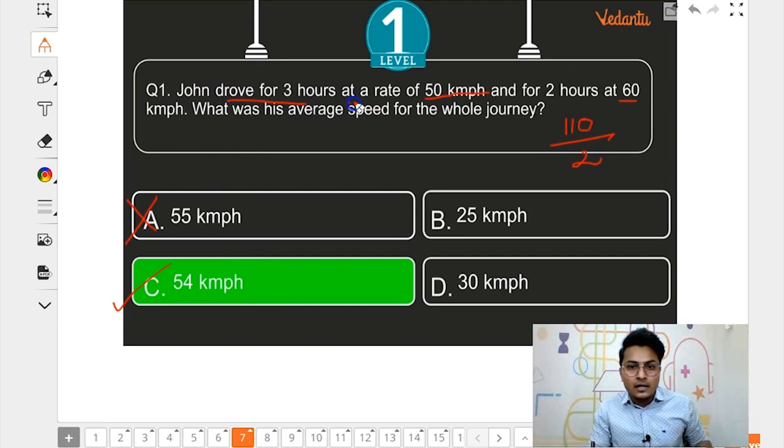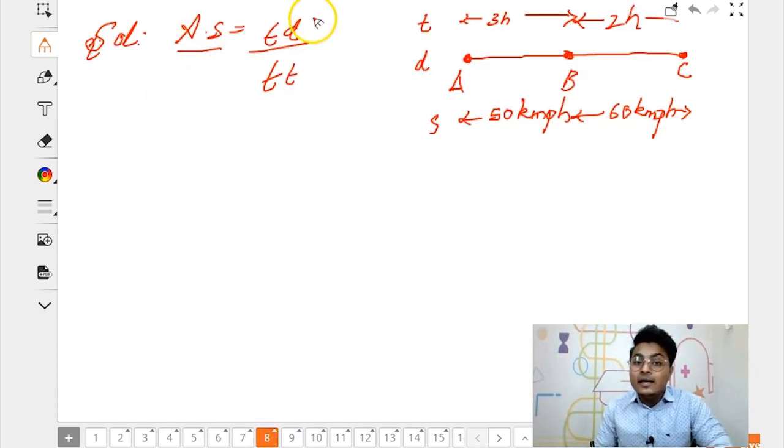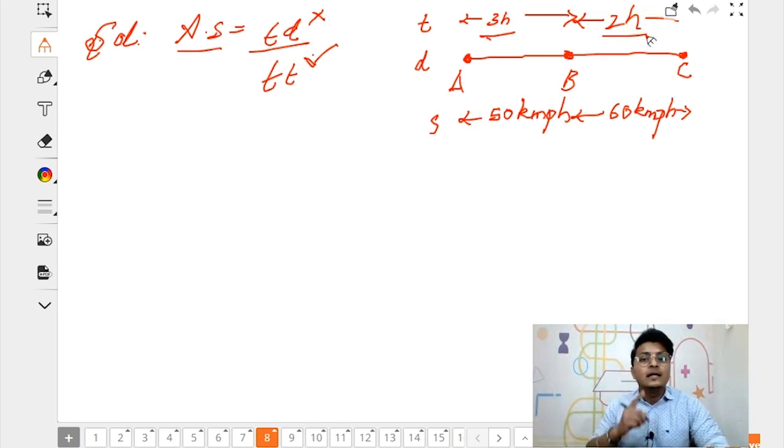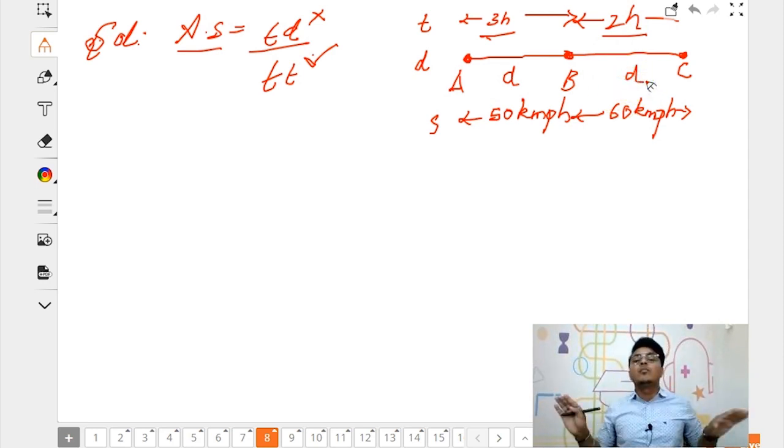Let us finally read the question again. John drove for 3 hours at a rate of 50 kmph and 2 hours at 60 kmph. What was his average speed for the journey? Still we don't know any distance. Basically, to find the average speed, we need the total distance, which we don't have. But we do have the total time taken, because we know it is 3 hours plus 2 hours. But we don't know the distance between A and B and between B and C. We have no idea about it at all.